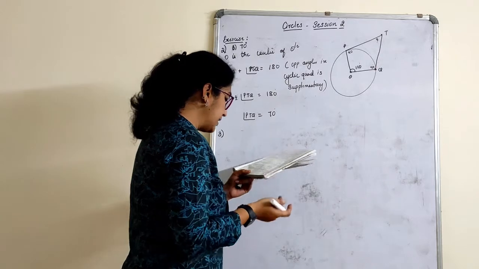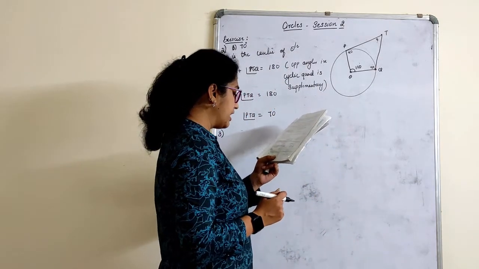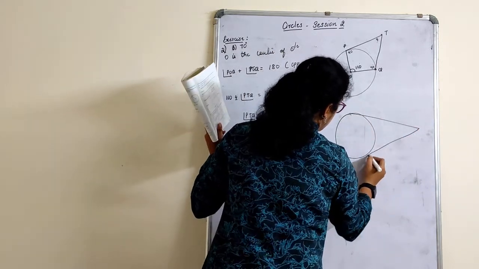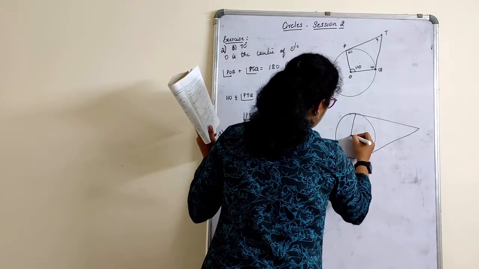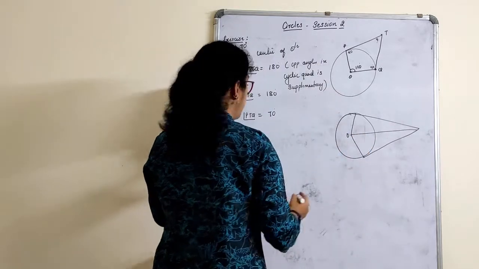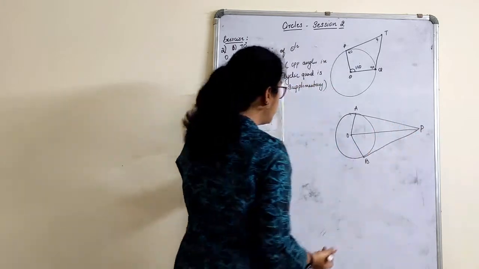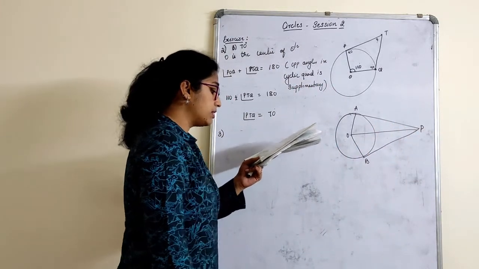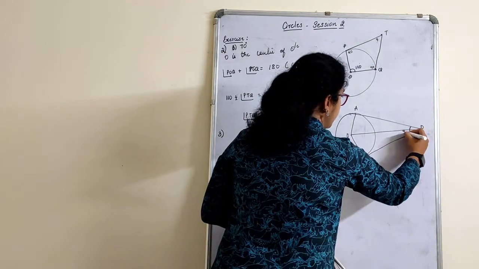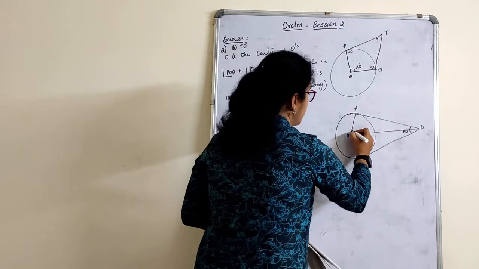If the tangents PA and PB from a point P to a circle with center O are inclined to each other at an angle of 80 degrees. So this is O and we can say A and B. Tangents PA and PB from a point P to a circle with center O are inclined to each other at an angle of 80 degrees. This is 80 degrees, given. Then POA is this angle we have to find.